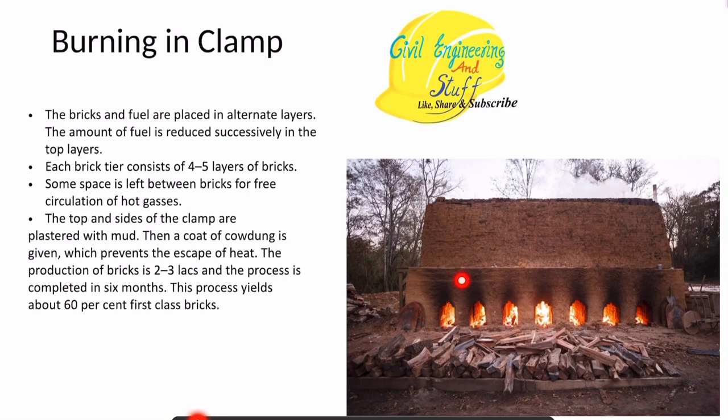It's made up of brick masonry and mud is basically used for the plastering purposes, right? So the top and sides of the clamp are plastered with mud. And after that, the coating of cow dung is done. Around 2 to 3 coatings of cow dung are done on the clamp. The purpose of the coating is so that the escape of heat from the structure is prevented, so that the temperature can reach the desirable hotness and the burning of the brick can be achieved.